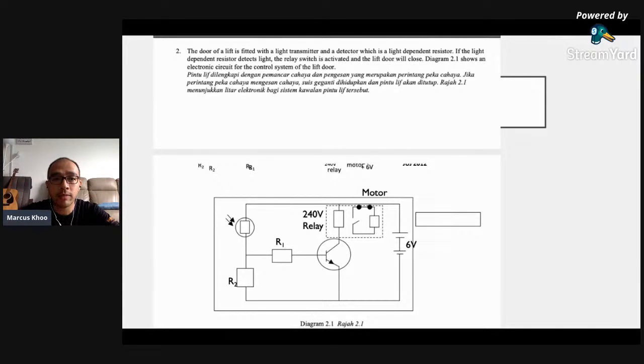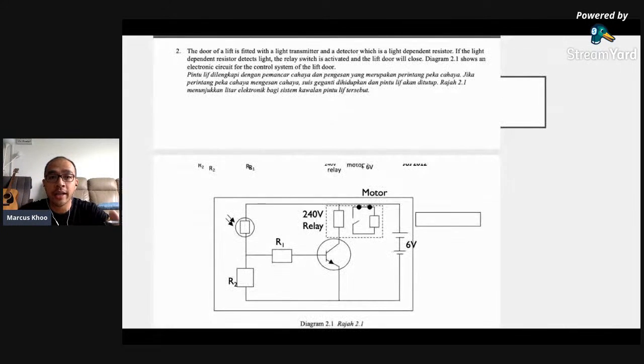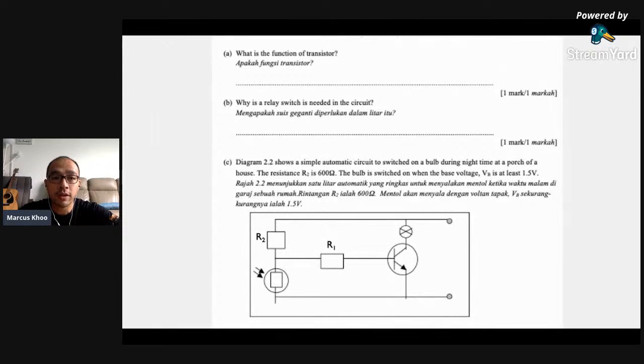Diagram 2.1 shows the electronic circuit for the control system of the lift door. The question is, what is the function of the transistor? As I said just now, there are only two functions of the transistor: either as a switch or as a current amplifier. In this case, because it will turn on another component, the function is a switch. That's why I said the transistor is very easy. Only two functions, so you don't have to think about any other function.